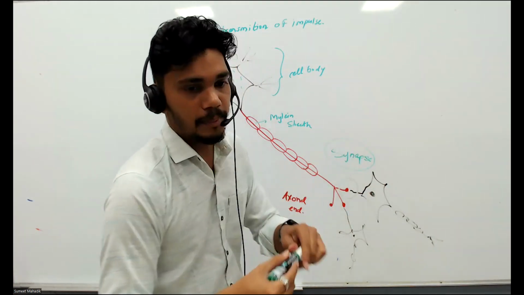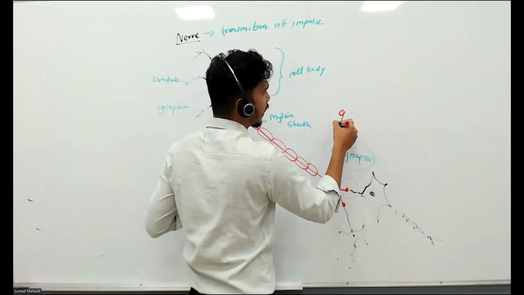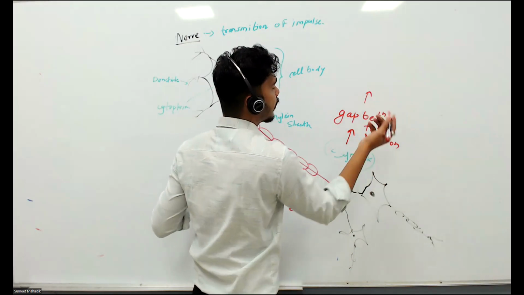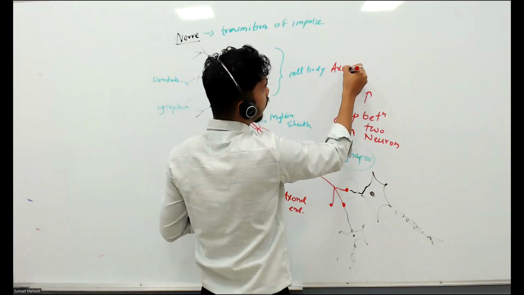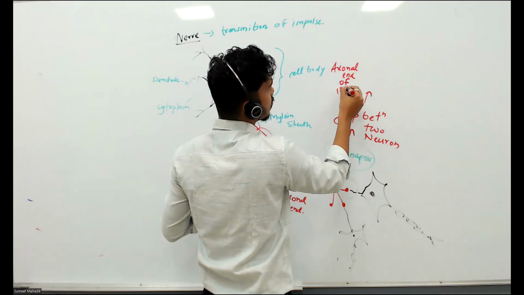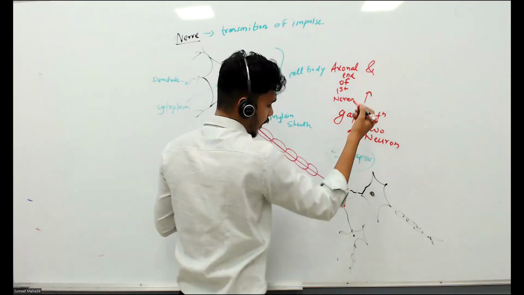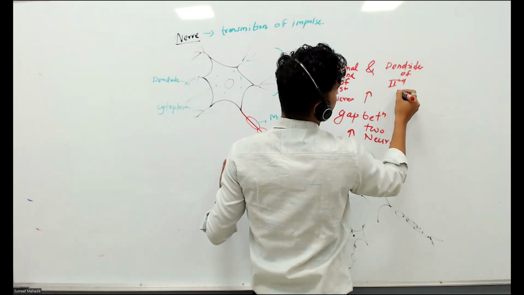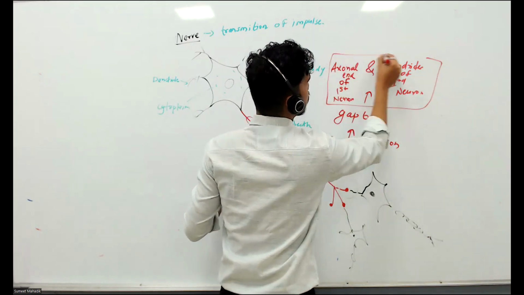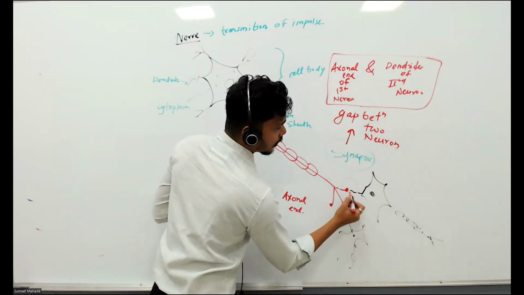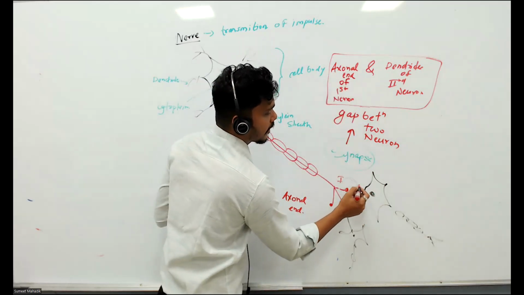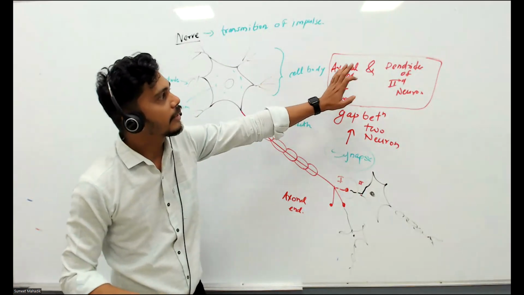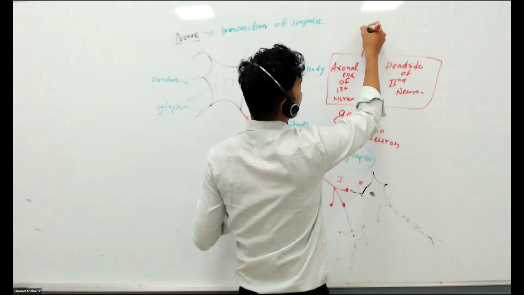What is the synapse? Can anybody tell me what the synapse is? It is a gap between two neurons. And it's a gap between whom to whom? Axonal end of the first neuron and dendrites of the second neuron. Okay, that is the thing. This is the axonal end of the primary one. This is the dendrites, the starting of the secondary one, right? So synapse is the gap between the axonal end of the first neuron and the dendrites of the second neuron.